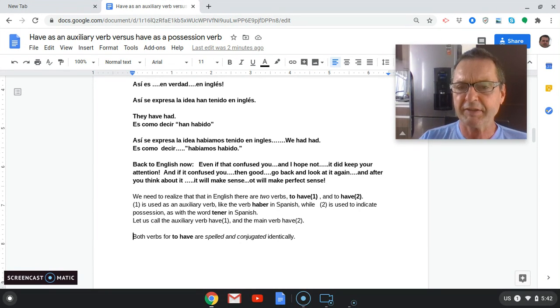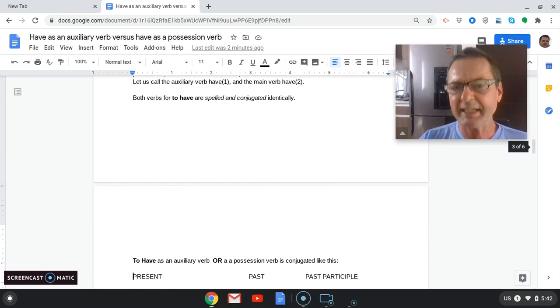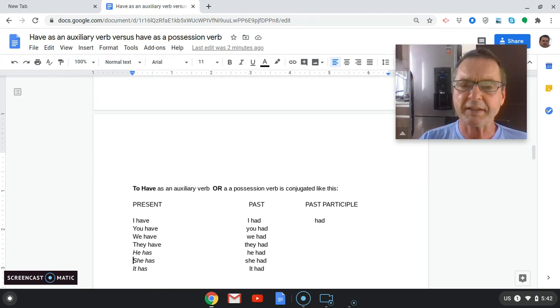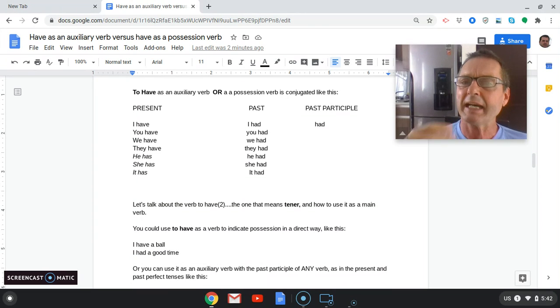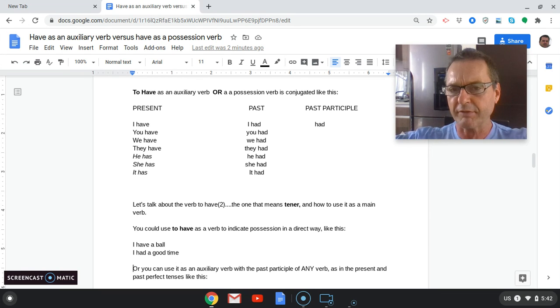Both verbs in English, to have, are spelled and conjugated and have the same verb endings. That's the confusing part. Let's look at how you would use to have as an auxiliary verb or as a possession verb. Either way, as the main verb, it's going to be conjugated the same. In the present tense, I have, you have, we have, they have, he has, she has, it has. Notice, the third person present tense in English always has an ending of S for the forms he, she, and it. The rest of the verbs are the base form. That's true for all verbs in English.